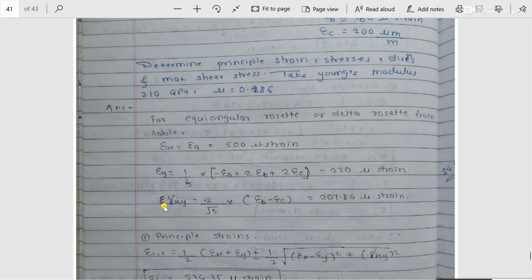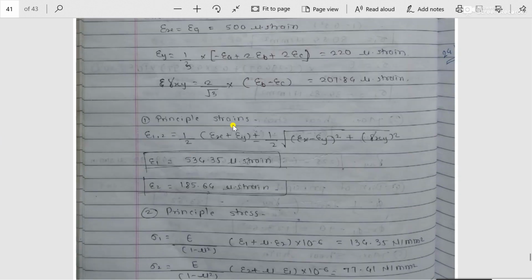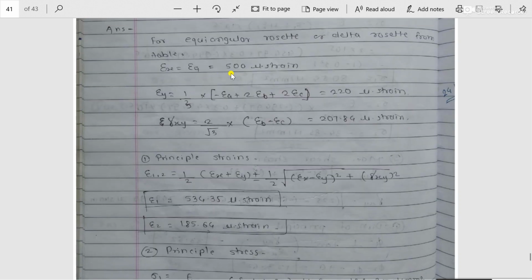Once I get these three values, then I can go to calculate our unknown parameters, that is first one, principal strains. So how the principal strains are calculated, that means I have to calculate the values of epsilon 1 and epsilon 2. So this is the basic formula which is available to calculate the principal strains. The formula is given in the form of addition and in the form of subtraction. So again I have to put the values of epsilon x, that is whatever epsilon x is calculated, 500 microstrain, epsilon y is calculated 220 microstrain, and this gamma xy we have calculated 207.84 microstrain.